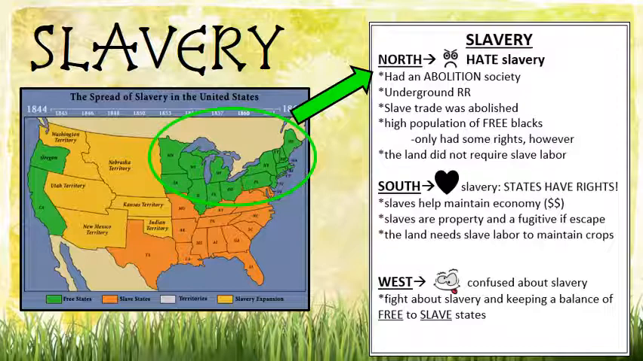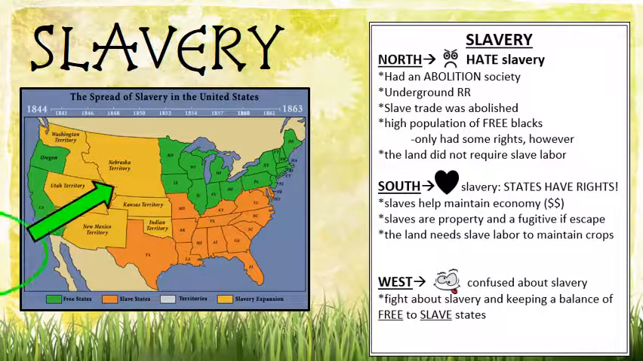In the North, the slave trade has been abolished. There's also a high population of free blacks, but they only have some rights. And the land in the North doesn't require slave labor. Remember, we have the manufacturing systems that are just dominating the northern region, and it does not require slaves to do work. Maybe once they become free, they go get jobs, but they're not considered slaves. They get to choose to go to work and make money. Slaves do not. They are considered property.